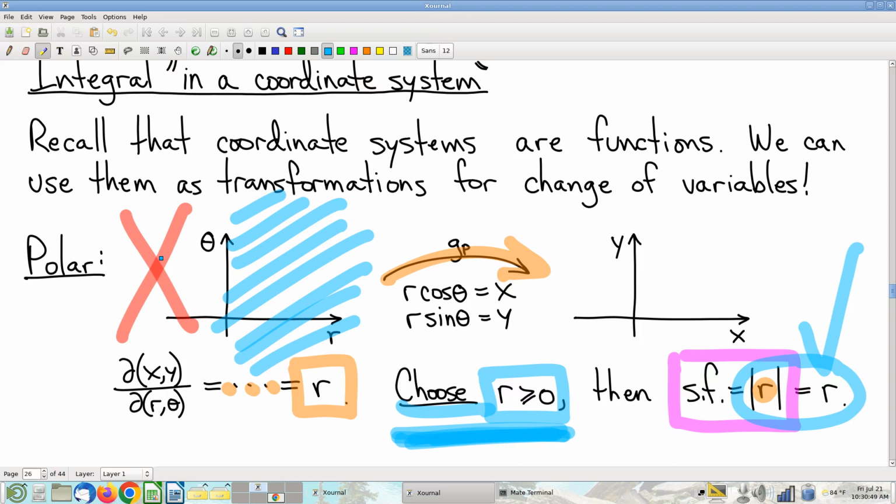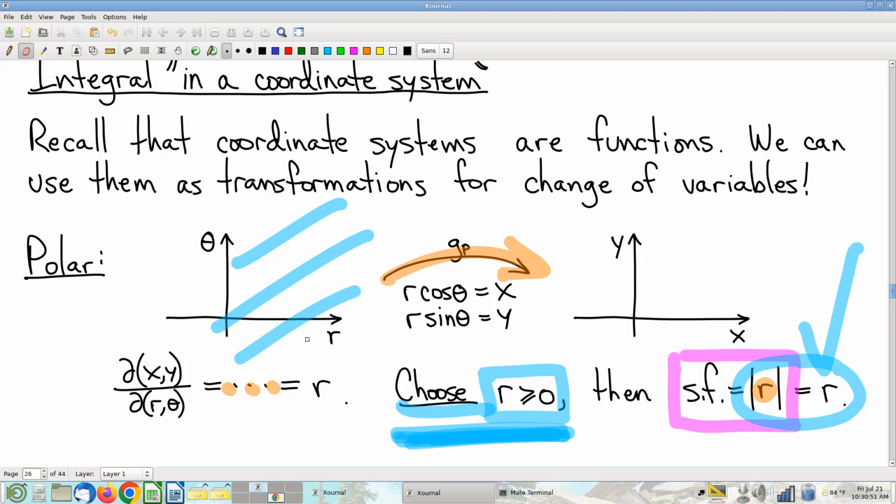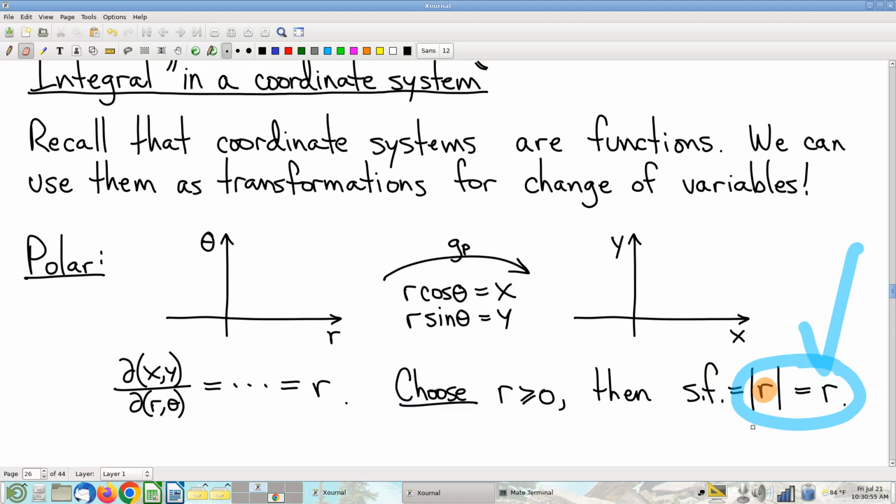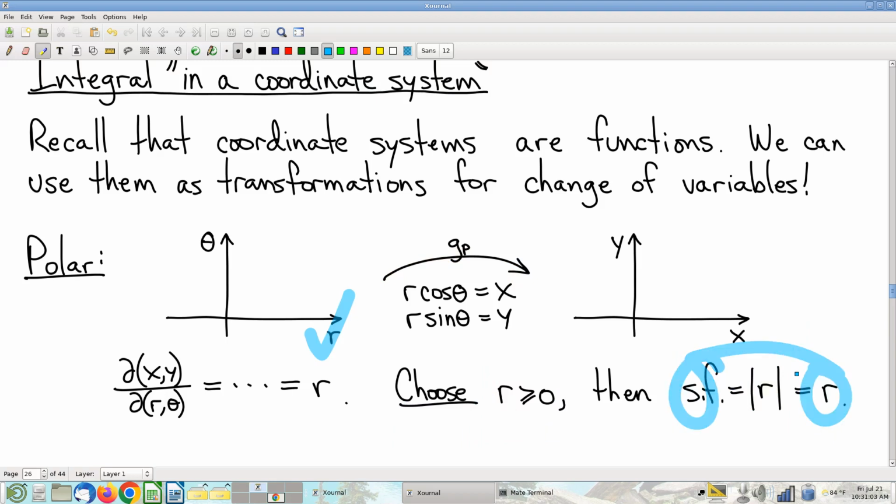Okay. So now that does come with the cost of, now we are responsible for remembering when we are doing polar coordinates. You got to remember, you're only allowed to choose positive values of r at this point if you want to use this formula for your stretching factor. That's the deal.